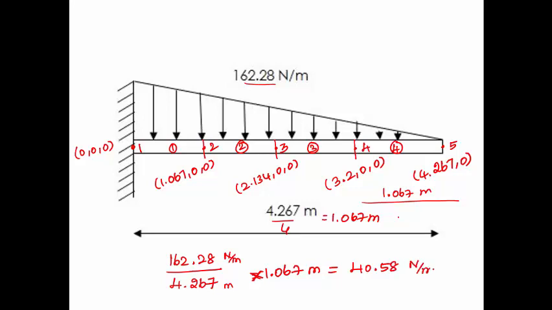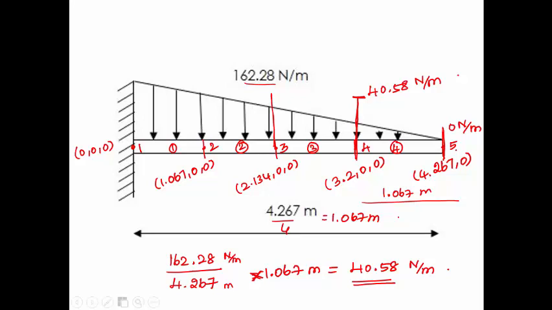40.58 Newton per meter. So the variation can be marked from the rightmost end. Here the value of the uniformly varying load is 0 Newton per meter, and from this lowest position the load gets varied uniformly, and at this point we have calculated the value as 40.58 Newton per meter.